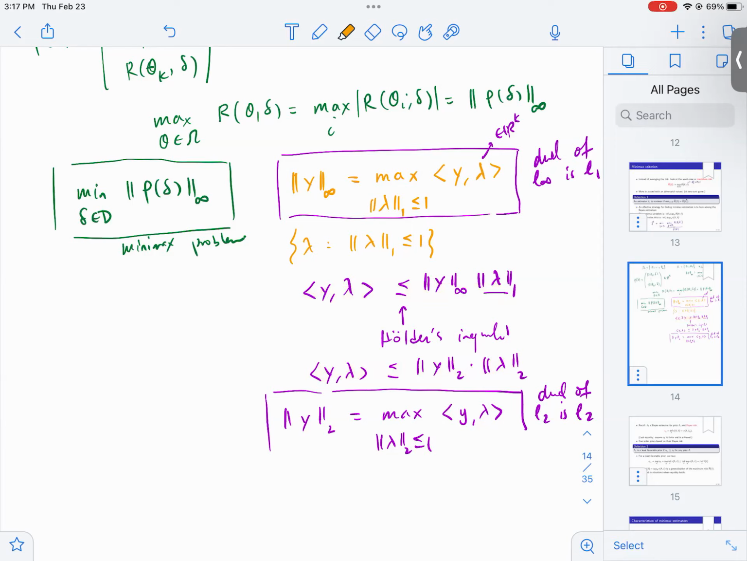So the general idea is that there's a p here and there's a q here, in Holder's inequality, and Lp and Lq are dual to each other. This is the extreme case where one is infinity and the other is one.